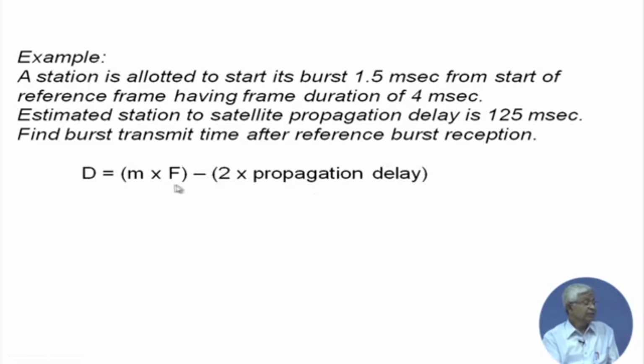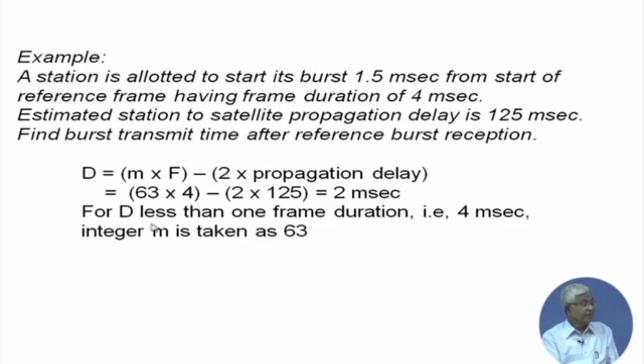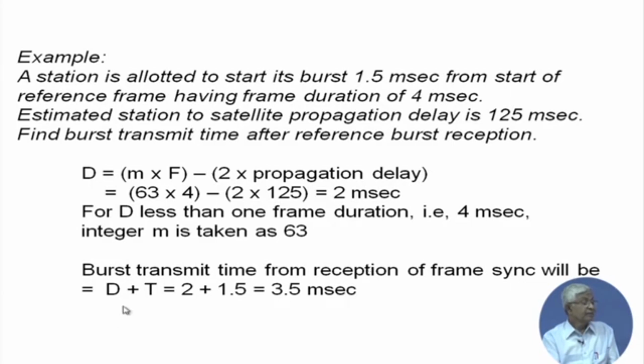So, d is m into f minus 2 times propagation delay, and by iteration you go on changing m so that d becomes less than the frame duration. For d less than 1 frame duration, that is 4 millisecond, integer m can be taken as 63 and d comes out to be 2 millisecond. So, your actual transmission time is d plus 1.5 millisecond from the reference burst. So, that is 2 plus 1.5, which is 3.5 millisecond.